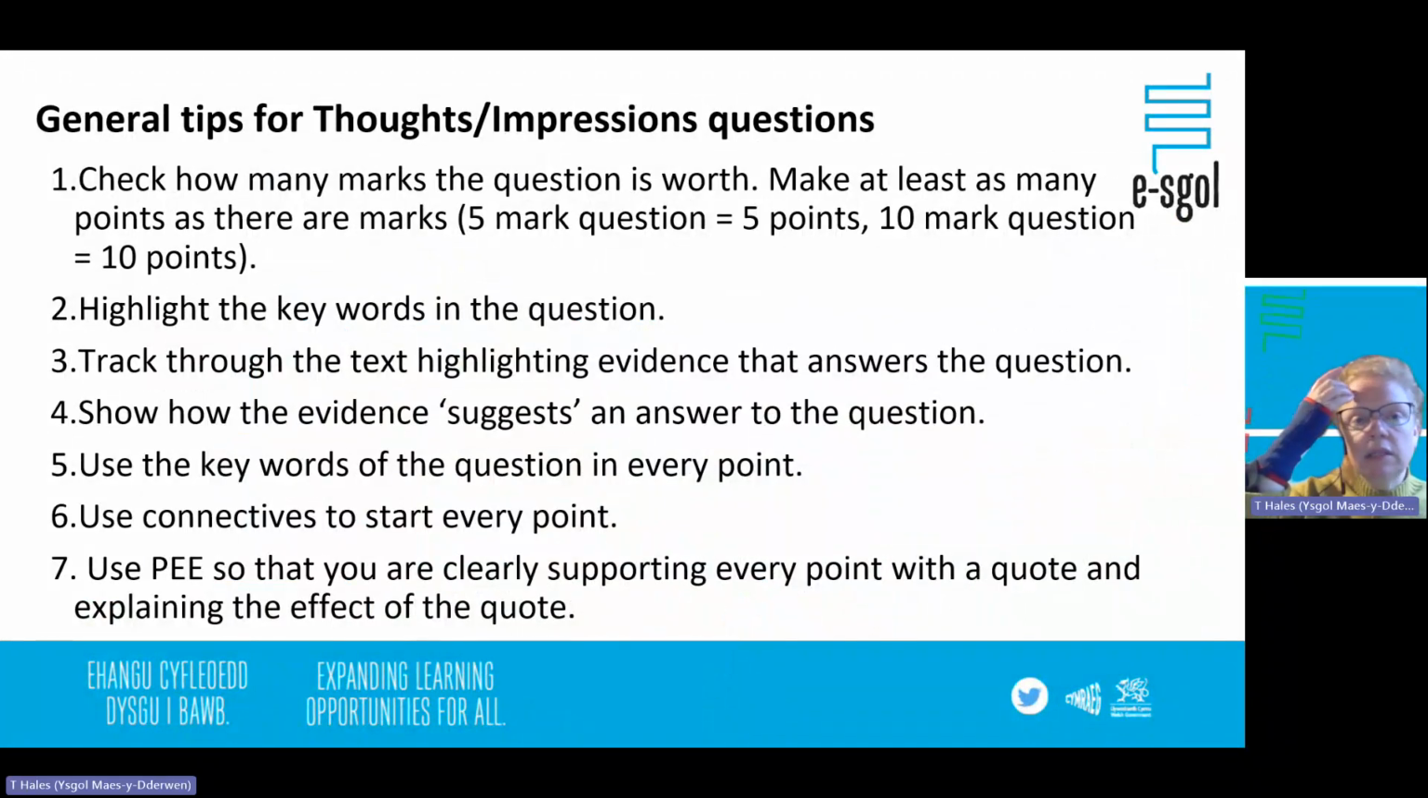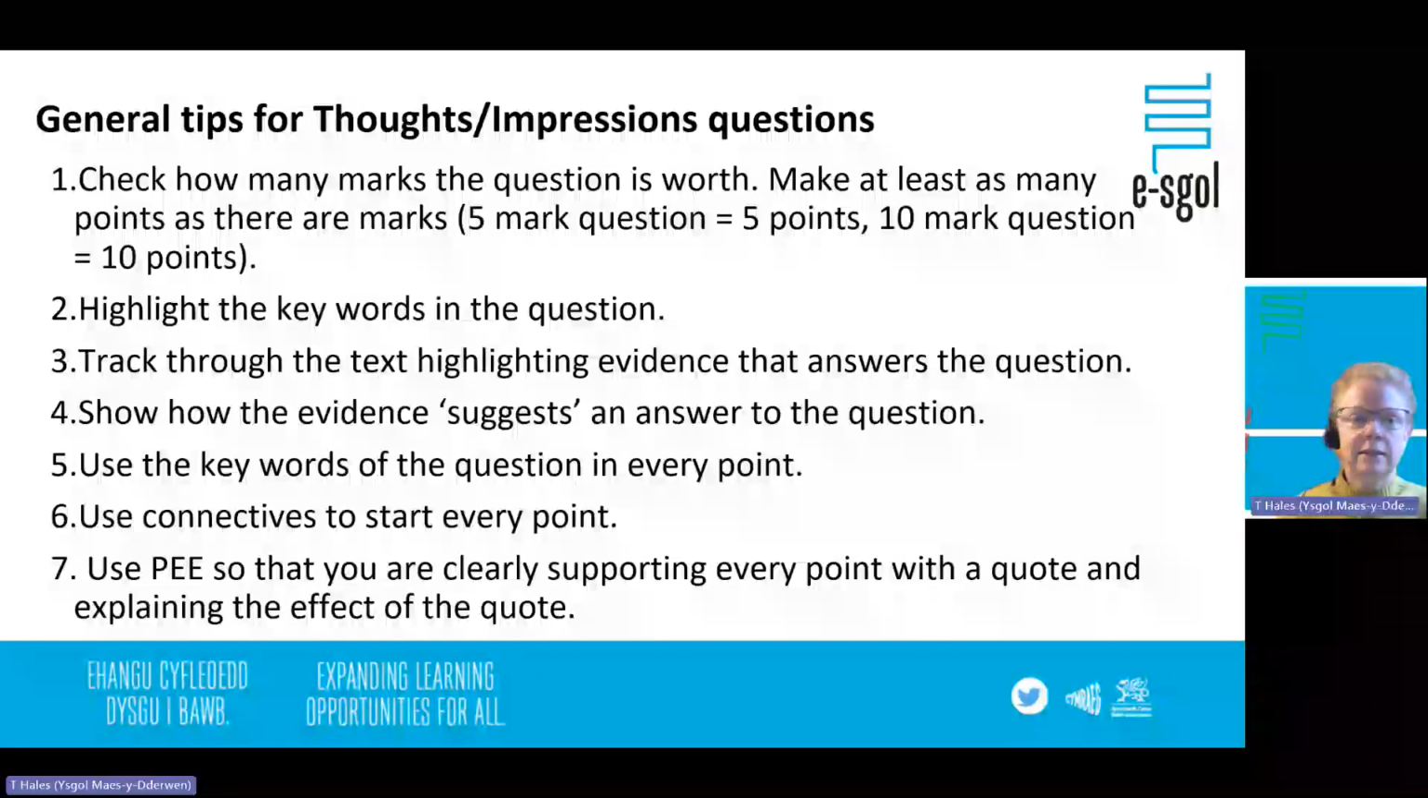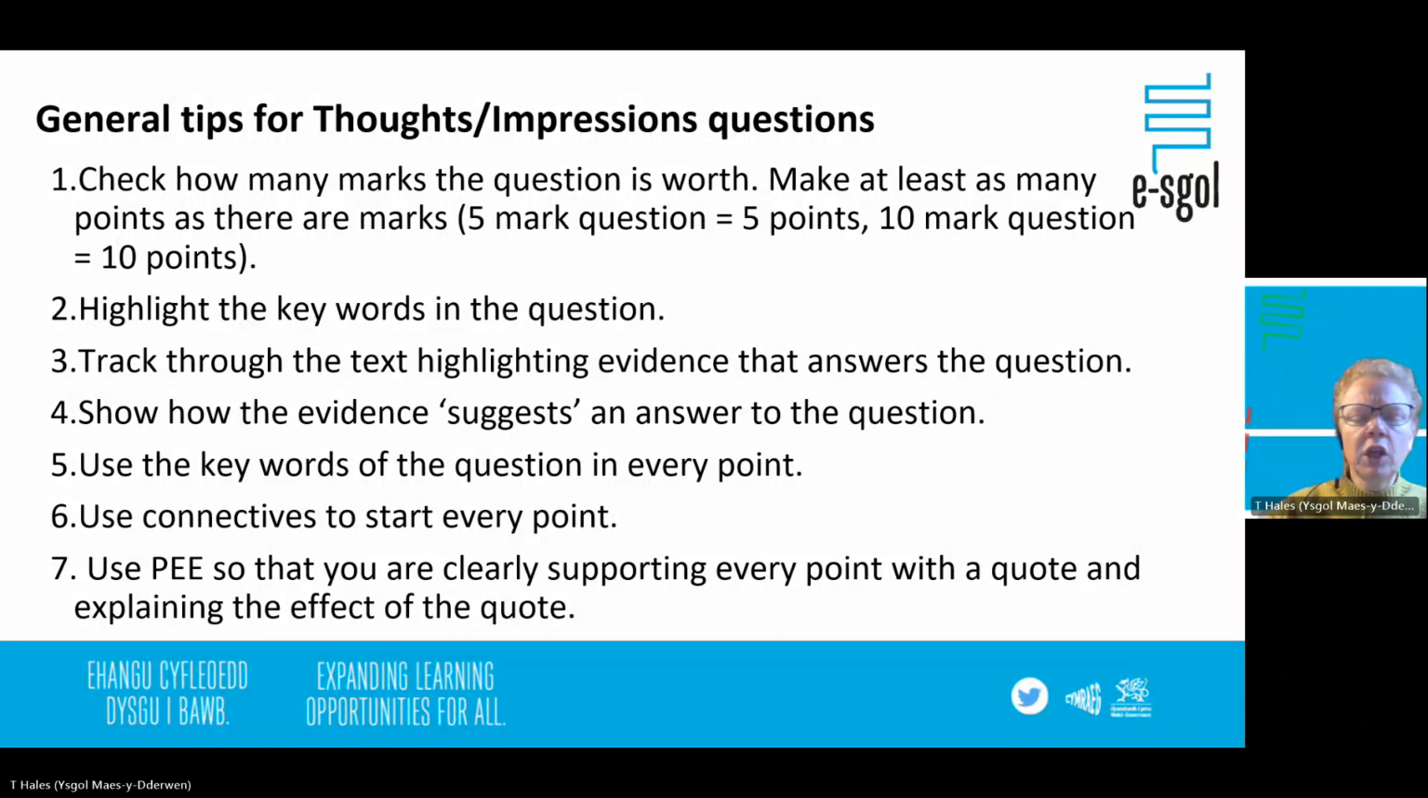So general tips, what do you need to do? You need to check how many points it's worth. If it's 10 marks, you need 10 things to say. Again, highlight the keywords in the question. This time the focus is on the lifeboat crew and what impression you have of them. So do you think they're brave? Do you think they're well trained, for example? You're going to go through the text, you're going to highlight anything that helps to give you an impression of the lifeboat crew. And then you're going to link those together to talk about your impression of the lifeboat crew.